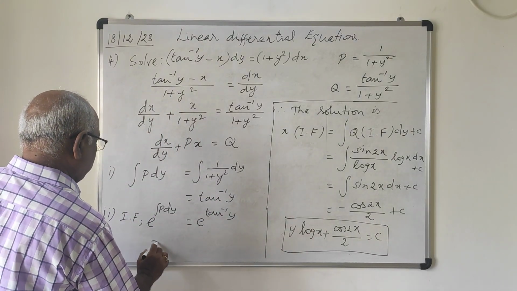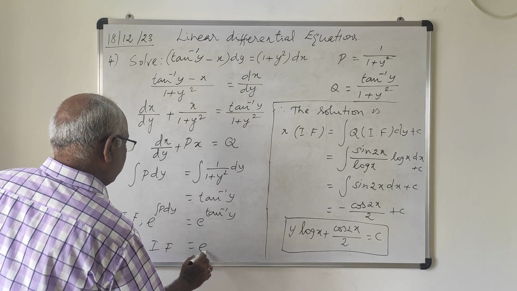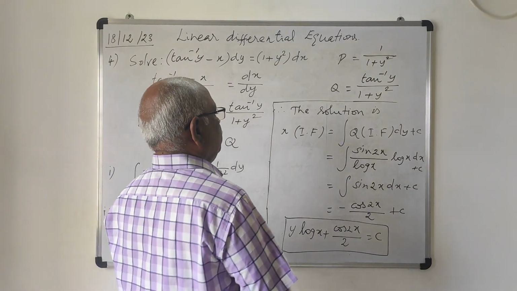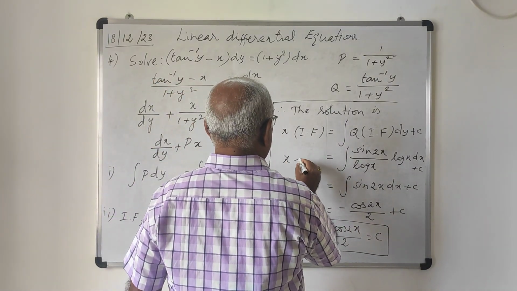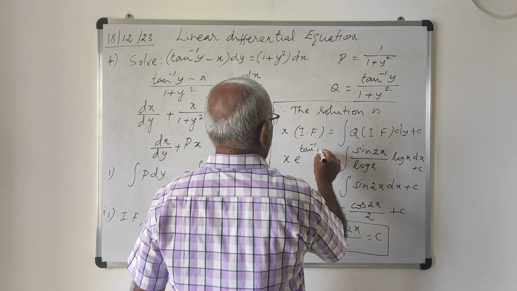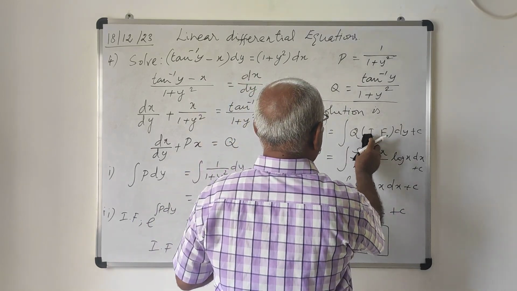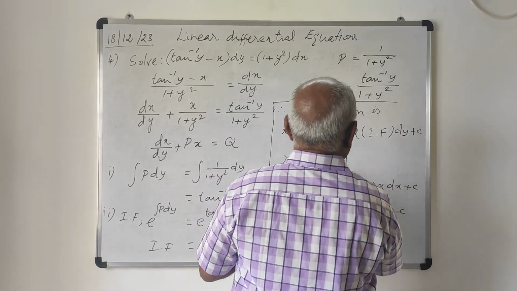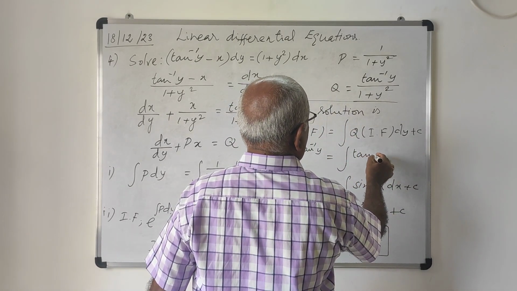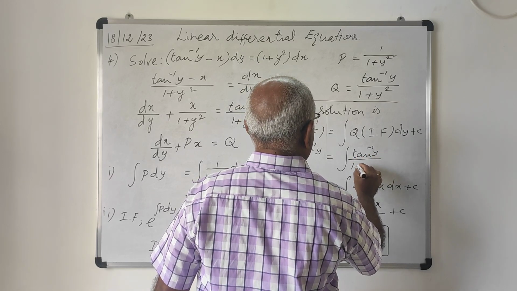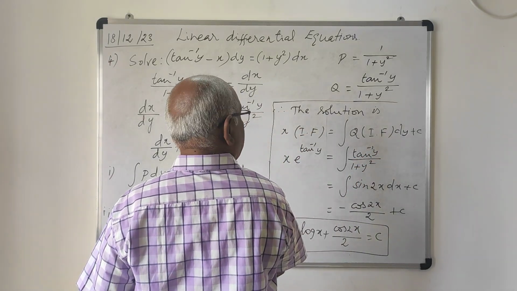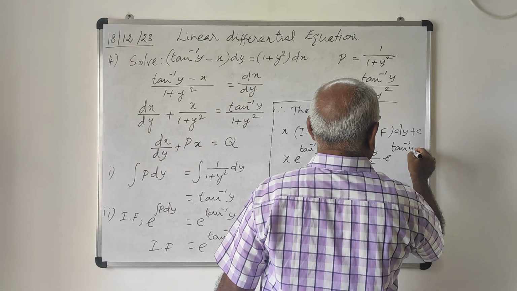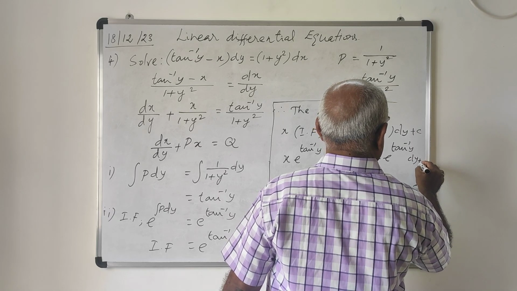Now x into integrating factor, what is that? The integrating factor is e power tan inverse y. Therefore x into e power tan inverse y equals, q is tan inverse y by 1 plus y square, into integrating factor e power tan inverse y, dy, plus c.